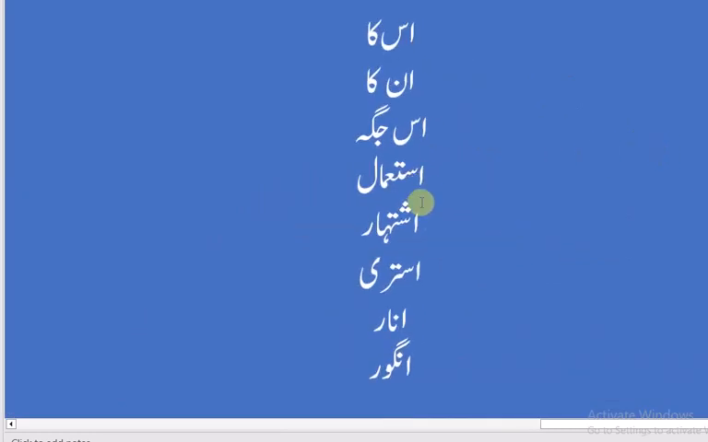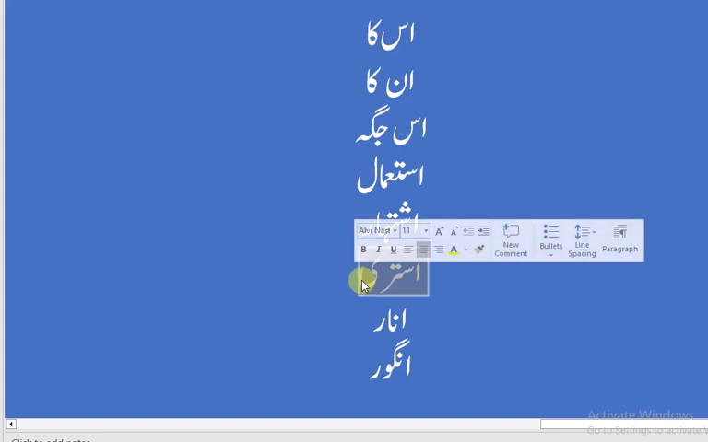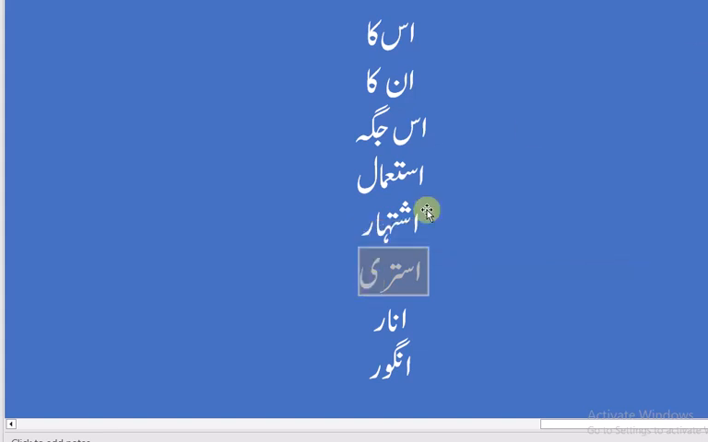Yes. There is choti ye at the end, right? So it becomes istri. If I want to write istra, then I need to add alif. But this one is istri. If you want to write istra, add alif. Okay. What about the next word after istri?